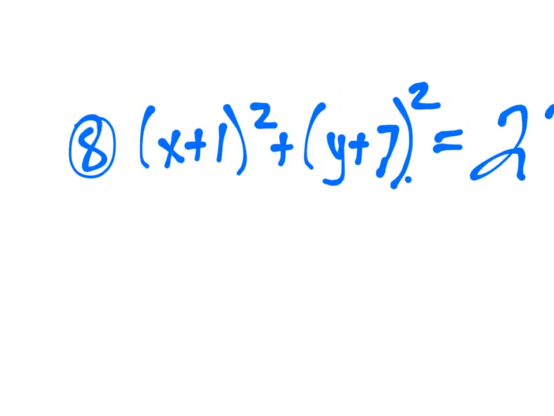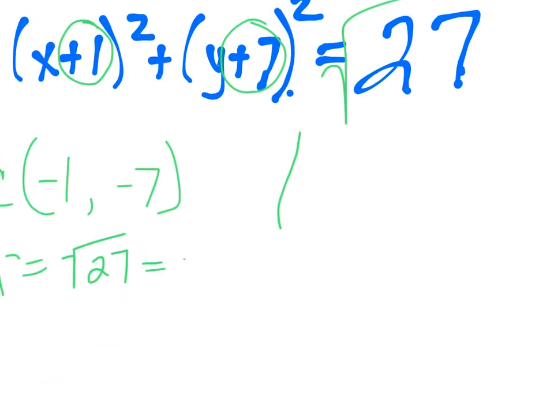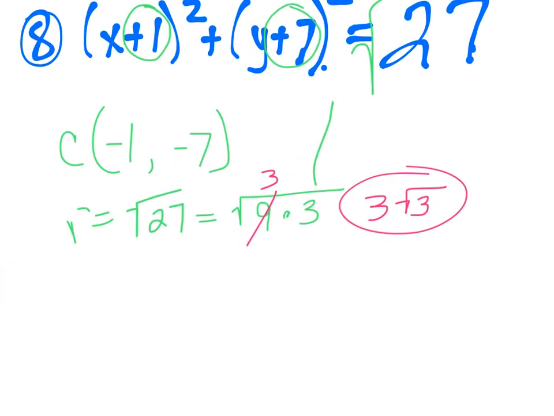Let's look at the last one. Guys, watch. Look, this is the center. Whatever's with the x, whatever's with the y, and it's the opposite of what we think. So this is negative 1, negative 7. And my radius is the square root of 27. Can I break down the square root of 27? This is 9 times 3, right? The square root of 9 is 3. So it's 3 root 3. Question: if it was like 38? It'd just be radical 38, yep.